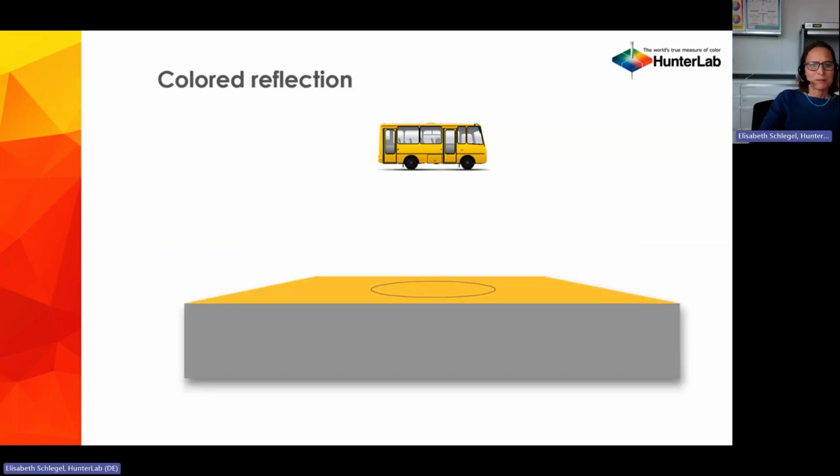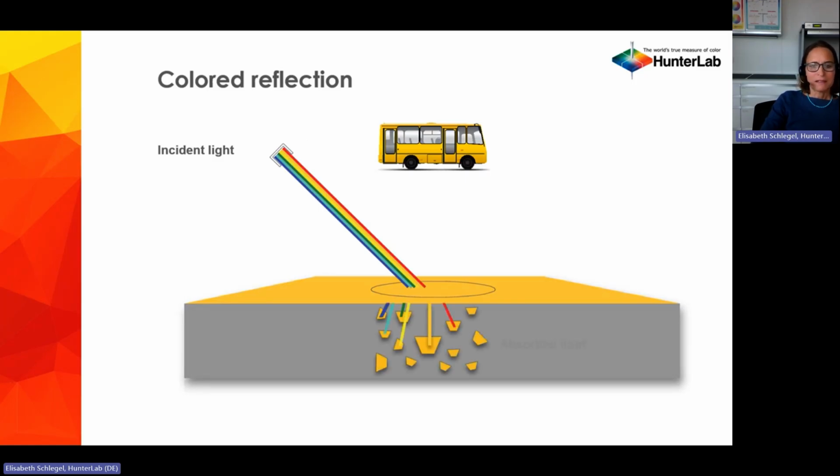So I'm going a little bit more into this color reflection. I have the incident light, which consists of all colors, symbolized here by all colors. Then the light beams go a little bit into the object, and some of them are absorbed and some of them are reflected. And we have two kinds of reflection.